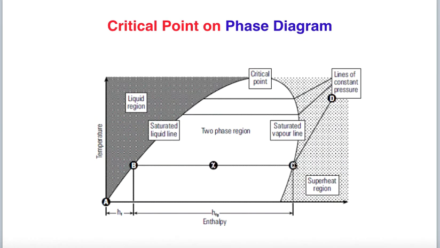Beyond point C, if we keep on heating, the steam becomes superheated and the temperature of the steam starts rising beyond the saturation temperature of water at 1 bar, which is 100 degrees centigrade. The difference between the superheated steam temperature and the saturation temperature of water is called the degree of superheat.